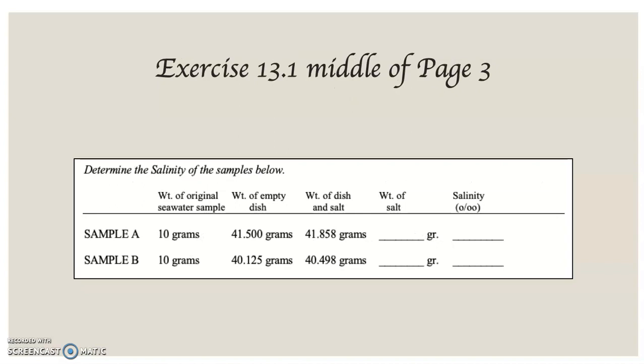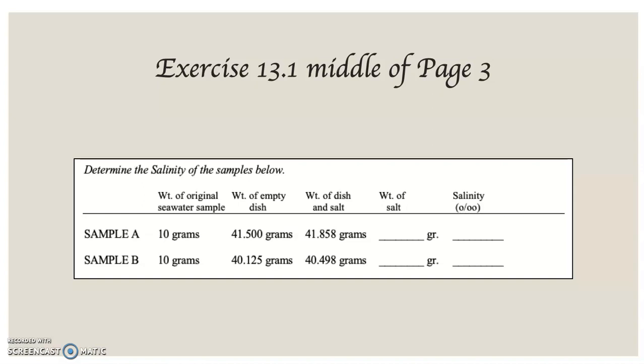So in the middle of page 3, you can see here's the math. Determine the salinity of the samples below. First, notice that there is a sample A and a sample B. Then notice that you have the weight of the original seawater sample. In this case, for both of them, it's 10 grams. So that's how much the water that was taken out of the ocean weighed. You can see the weight of the empty dish, the weight of the dish and salt residue, and then you're solving for the weight of the salt and the salinity in parts per thousand.